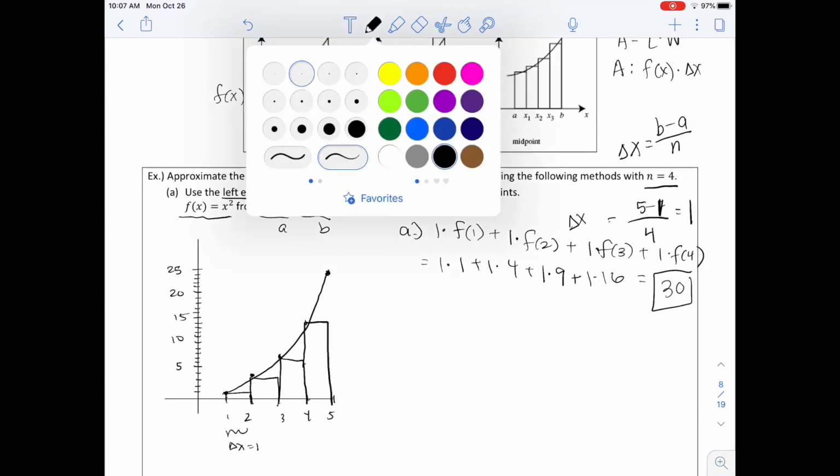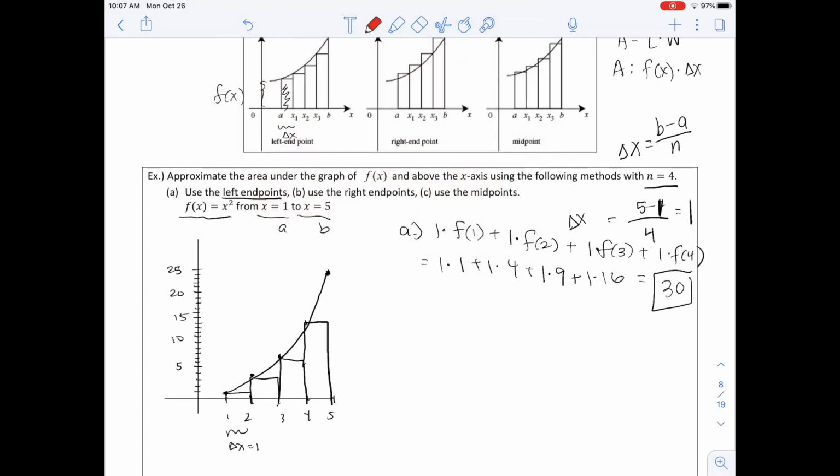I'm going to go ahead and switch colors here, and we're going to say this is for our part B, which is to use the right endpoints. And so I'm going to start on the right side of my graph, starting at that rightmost point, which is 5. I still have my delta x here, which is equal to 1 for all of these, but this time I need to draw from 5 all the way up until I hit the graph, over and then back down.